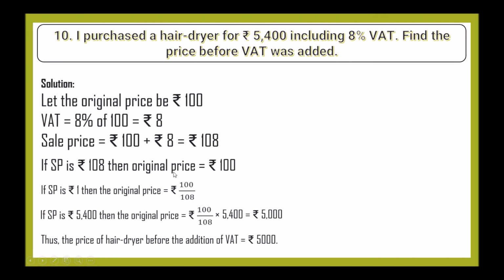If SP is 108, then the original price is 100. If SP is 1, then the original price is 100/108. If SP is 5,400, then the original price equals 100/108 × 5,400, that is 5,000 rupees. Thus, the price of the hair dryer before adding VAT is rupees 5,000.